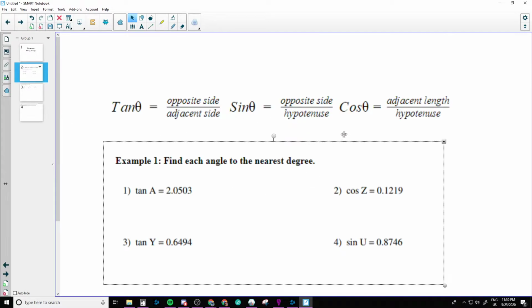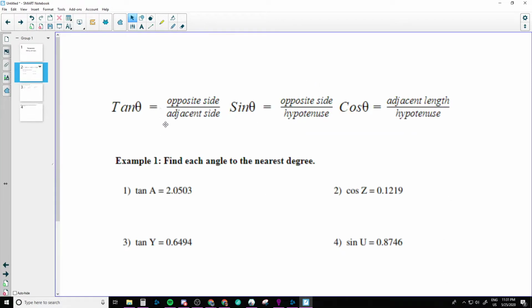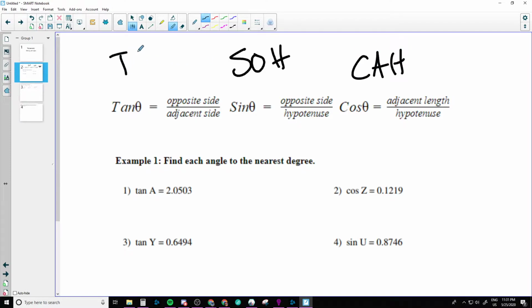So you'll recall from the previous videos that we talked about these three ratios: tangent, sine, and cosine. And we talked about how we often remember these, which is SOH, CAH, TOA, right? TOA, SOH, CAH.